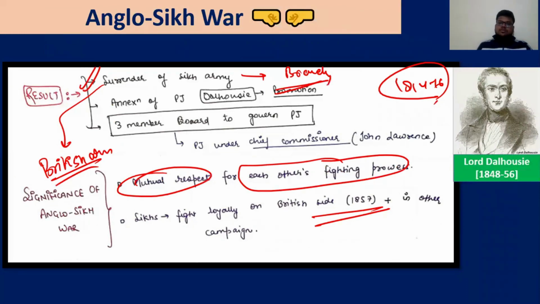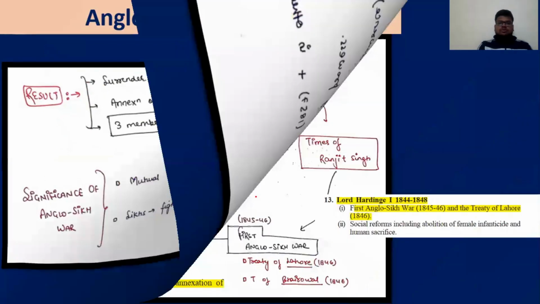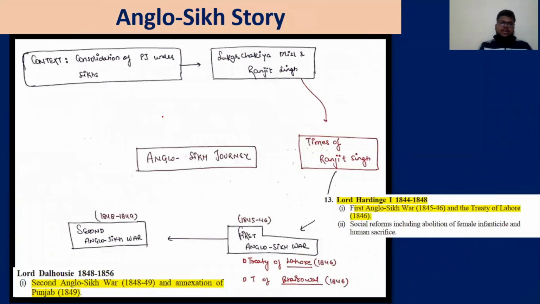Okay. When Dalhousie did so, he was praised and given a lot of promotion and a lot of accolades. A 3-member board to govern the Punjab was set up, and the chief commissioner was Henry John Lawrence. Okay. So this is the story of your Anglo-Sikh War. Just to reiterate, we started with the story of Ranjit Singh, the times of Ranjit Singh and the death of Ranjit Singh.